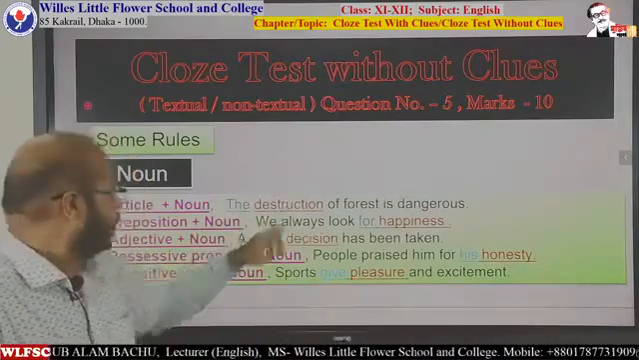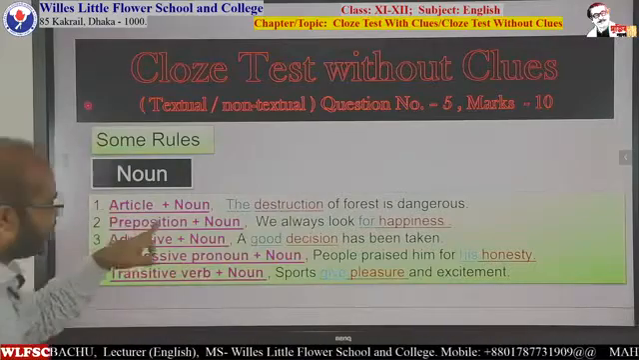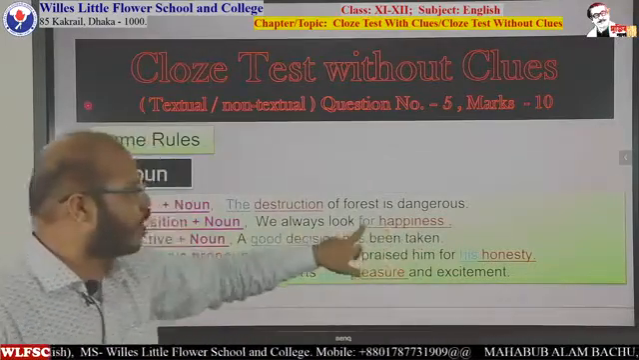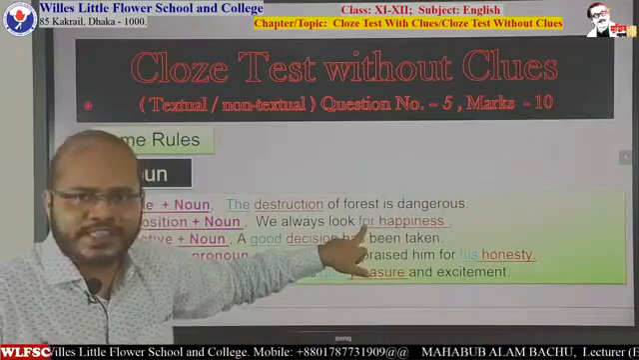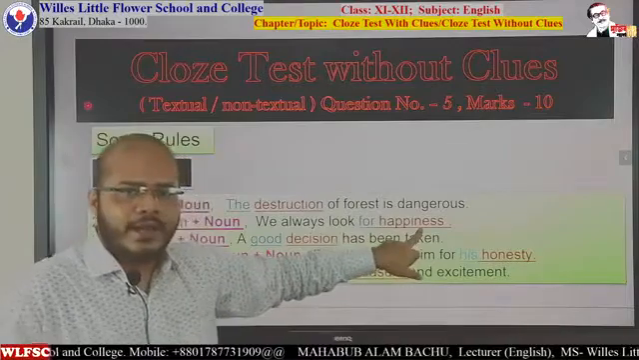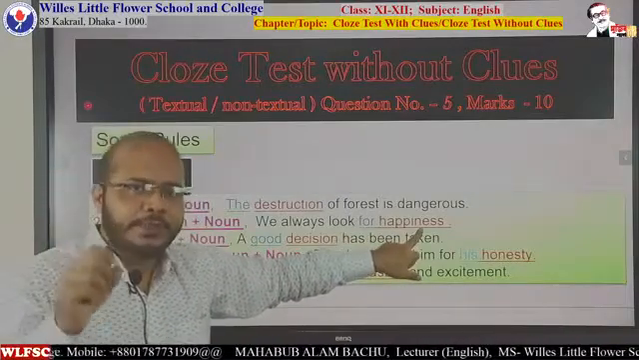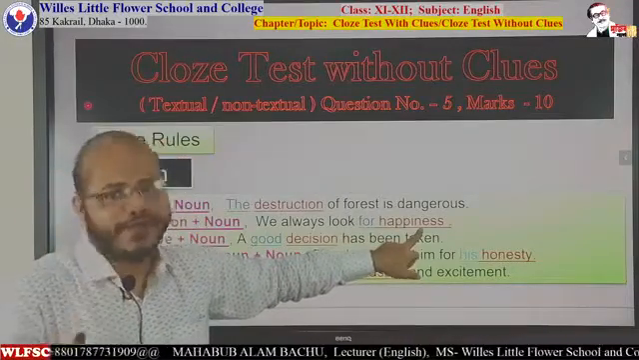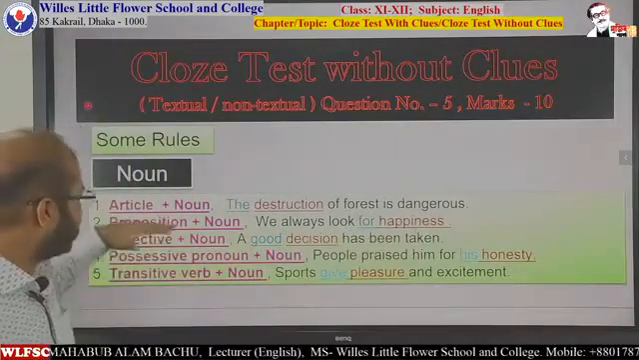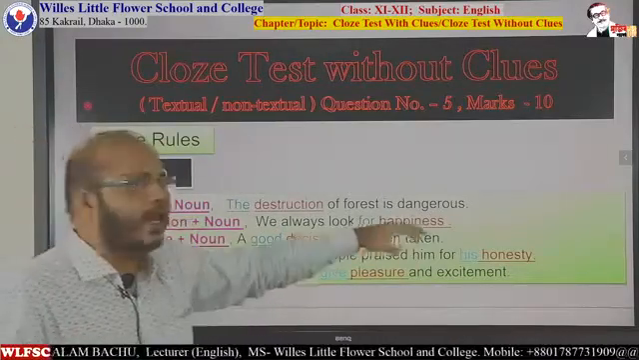Now, preposition plus noun. We always look for happiness. For happiness. For is the preposition, you know. So after for, if you get any gap, you may put a noun form here. So you have to keep in your mind that after a preposition, we usually put a noun form.